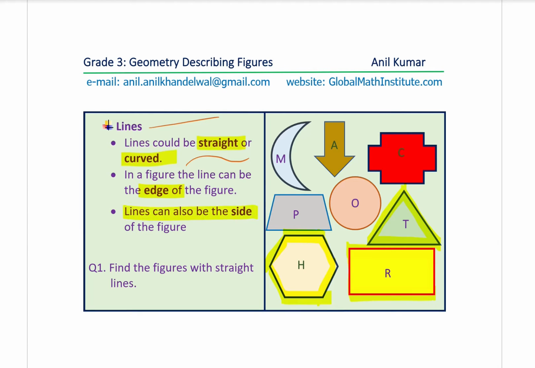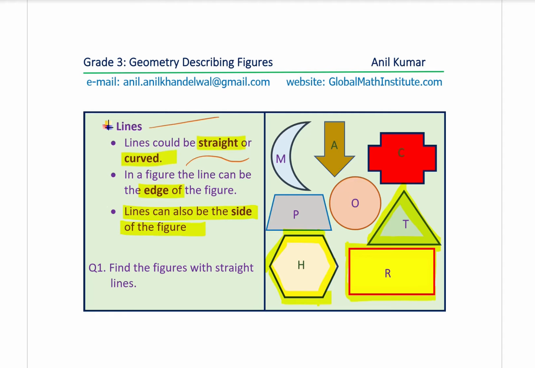Lines can also be the sides of the figure. So what we say here is that a rectangle has 4 sides, since there are 4 lines, and a triangle has 3 sides. Do you see that? That is how lines can be used to describe a shape.